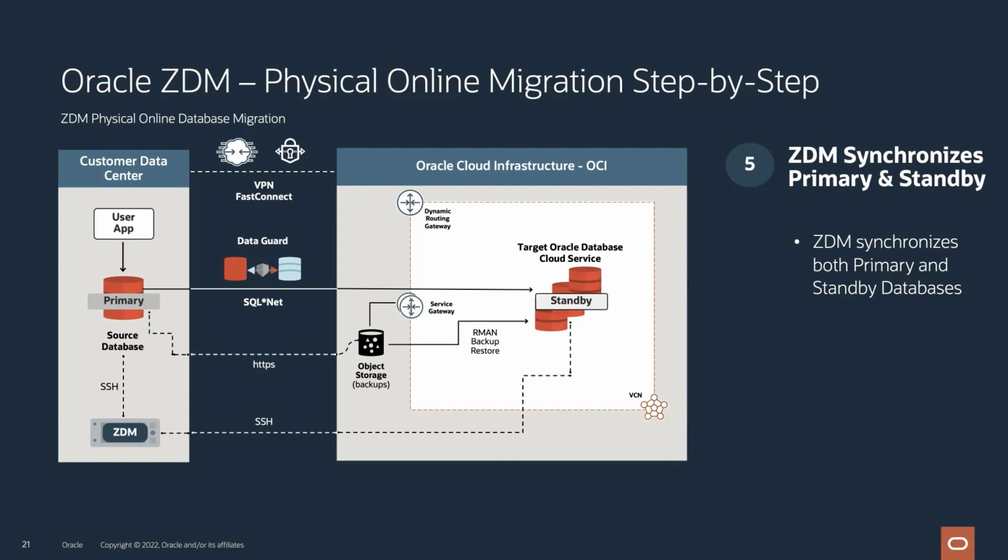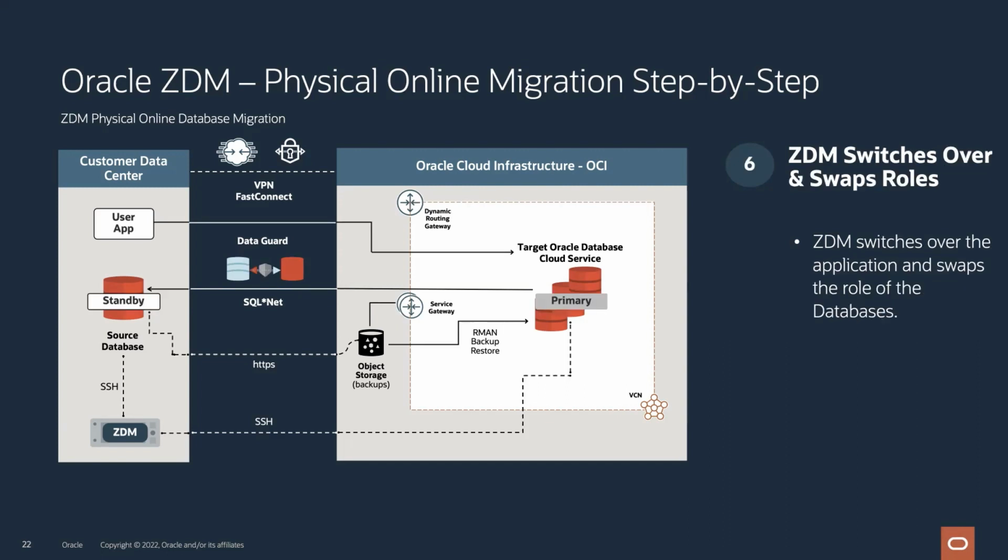You pause, complete the migration, do any test you want. The synchronization keeps on going, and then when you're ready, you resume. And what ZDM does, ZDM performs a switchover. So now the application is pointing to the database in the cloud, but it also performed a role swap. So this database in the cloud is now the primary database. The database on-prem, or on your premises or data center, is a standby database.